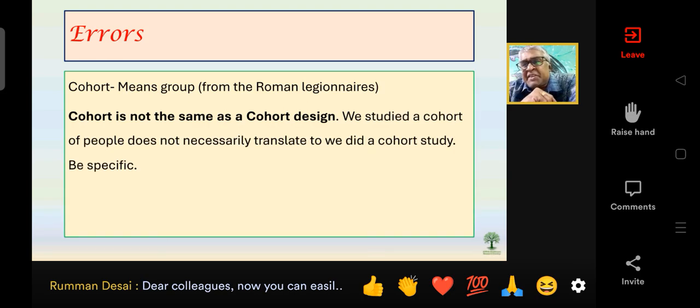The other error that comes, which is actually in many instances a use of a trick of phrase, is where we say, I studied a cohort of subjects. And then the implication is that I did a cohort study design. But the truth is, cohort just means a group of people. It's very different from a cohort study design. So if you say, I studied a cohort of people, it does not mean necessarily that a cohort study design has been used. So be very careful of the use of that term also.